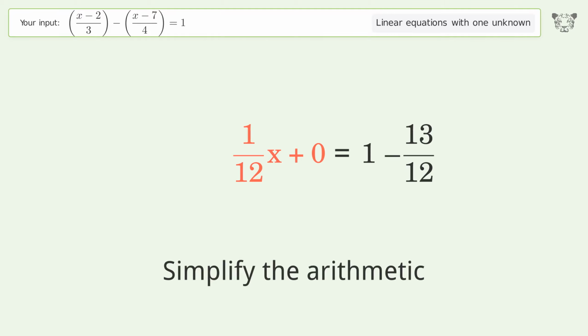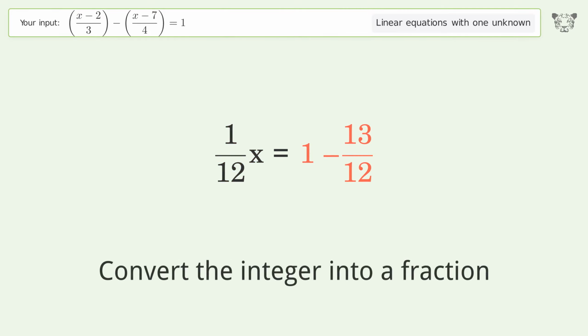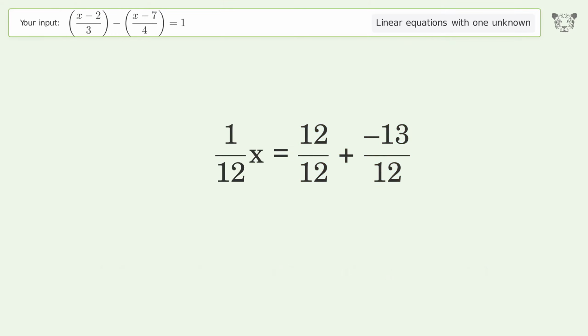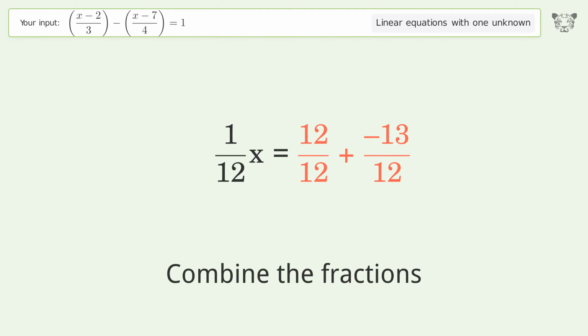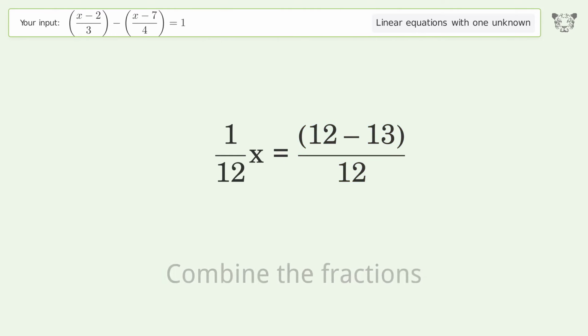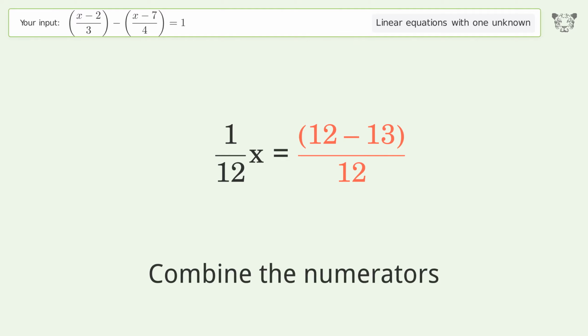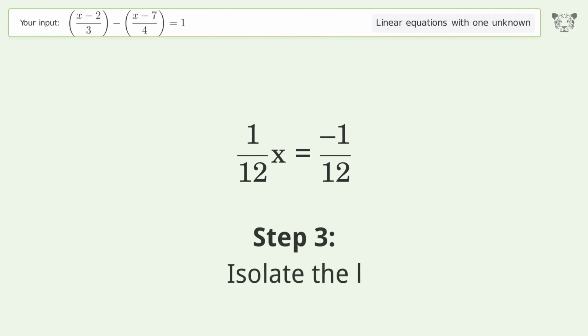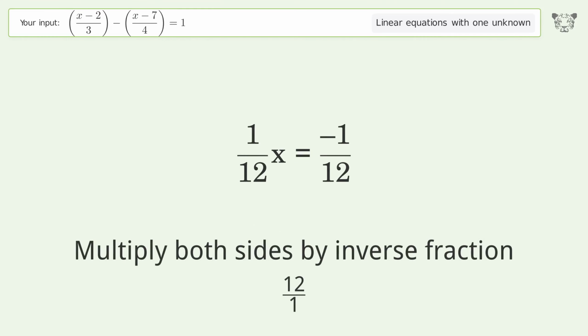Simplify the arithmetic. Convert the integer into a fraction. Combine the fractions. Combine the numerators. Isolate the x. Multiply both sides by inverse fraction 12/1.